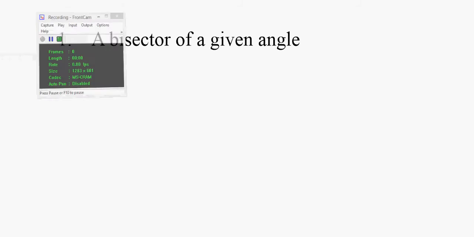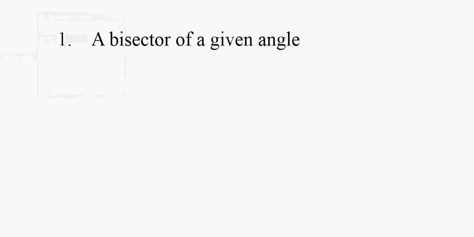Construction on the junior cert ordinary level. So this is construction 1, bisector of a given angle. Okay, so this is construction 1. Now, what you're going to have here is you're going to be given an angle in the test.